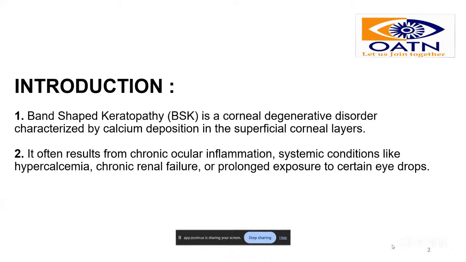Good afternoon, ma'am, and good afternoon, sir. My case presentation is based on the topic of band-shaped keratopathy. So what is band-shaped keratopathy? It is a corneal degenerative disorder characterized by calcium deposition in the superficial corneal layers. The main causes may be chronic ocular inflammation and systemic conditions like hypercalcemia, chronic renal failure, or prolonged exposure to certain eye drops which contain phosphate.